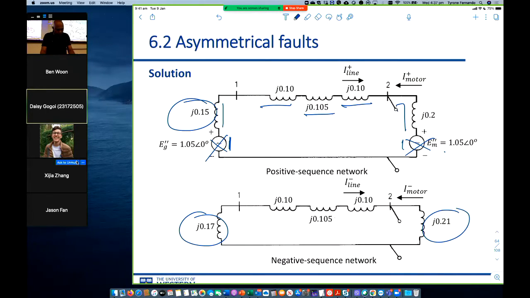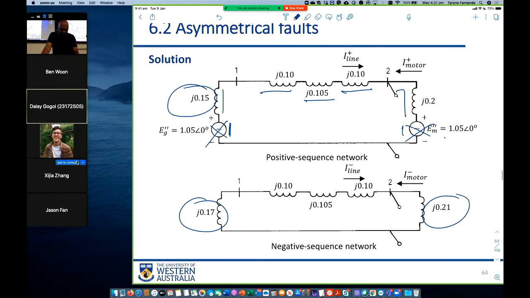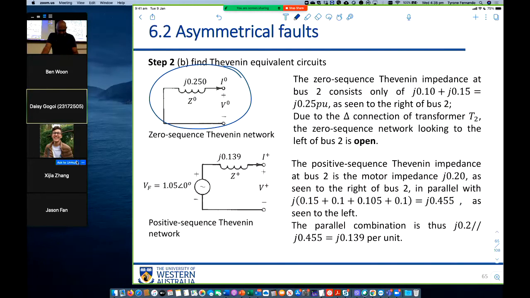Well, across terminal 2, we find the equivalent impedance. When we find the equivalent impedance, we turn all the sources to 0. So the motor source, you turn it to 0. The generator, you turn it to 0. So you have an impedance on the left-hand side in series; these three you sum together, and you have that. So this impedance here is in parallel with that impedance. That's the Thevenin impedance, which we can calculate, and it is this one here.